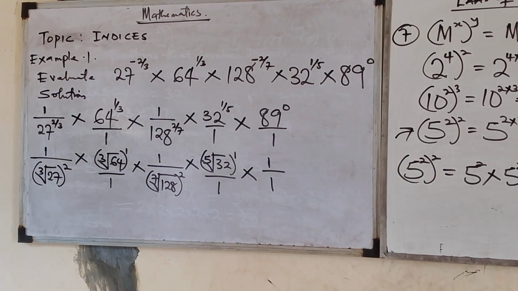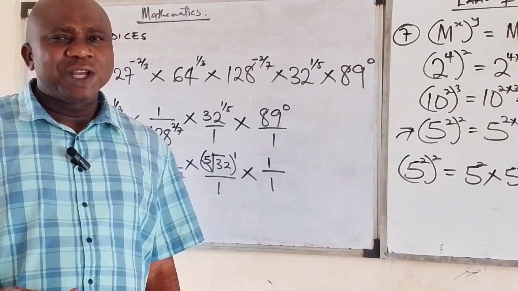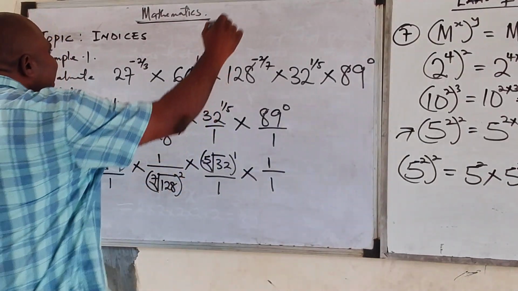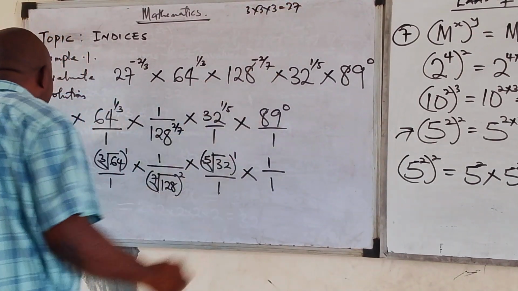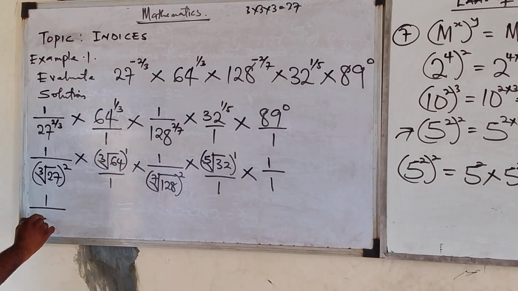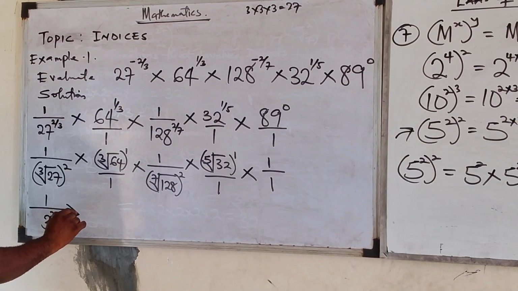Now, in this case, we have 1 all over the cube root of 27, which is a number that will multiply itself 3 times to give you 27. And of course, we know that it's 3, because 3 times 3 times 3 will give you 27. So the cube root of 27 is 3. So here we have 3. Remember, there's a power there. We have power 2 times.